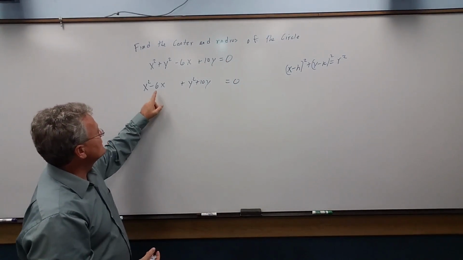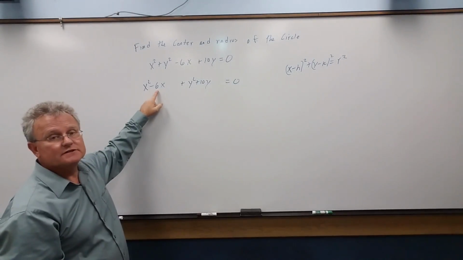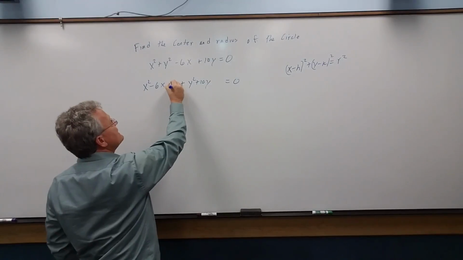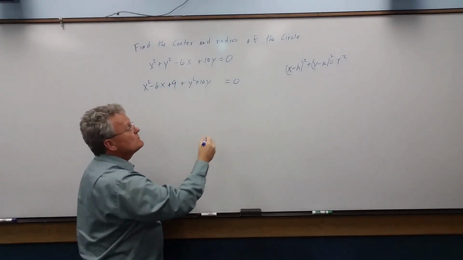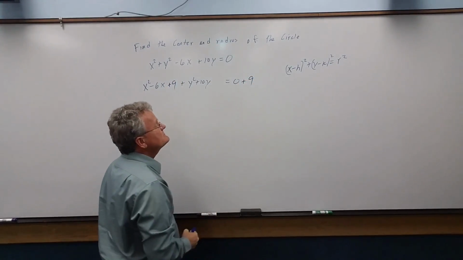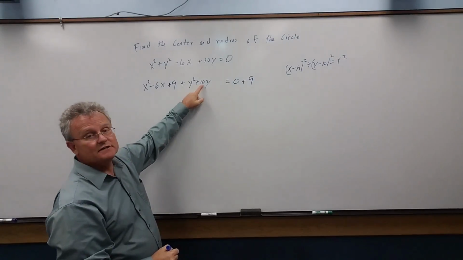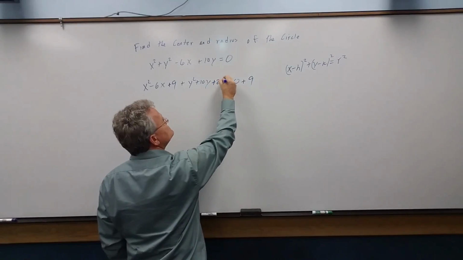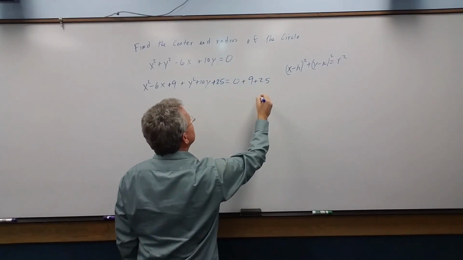Now we complete the square. Half of -6 is -3, and -3 squared is 9. If I add 9 to one side, I have to add 9 to the other side. Half of 10 is 5, and 5 squared is 25, so we add 25 to both sides.